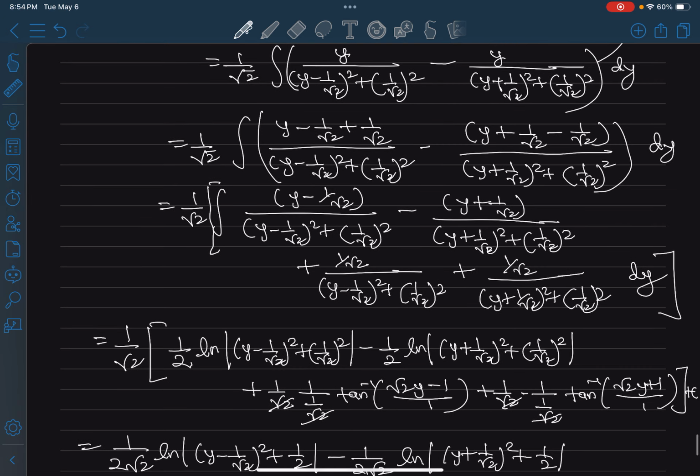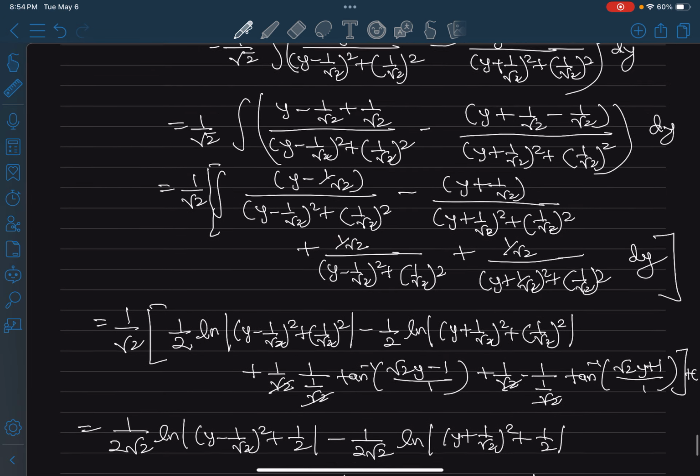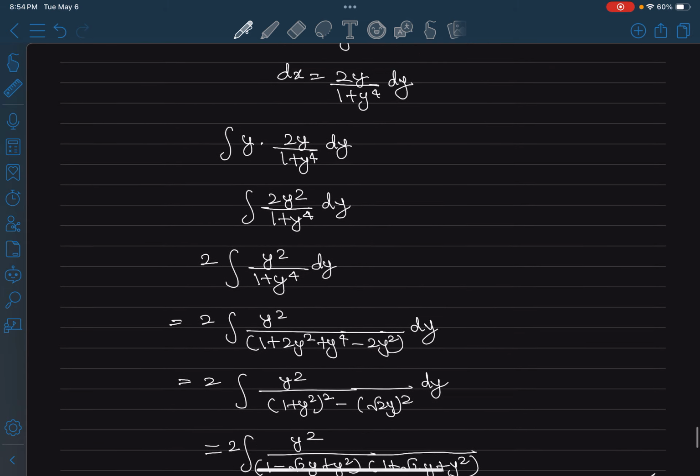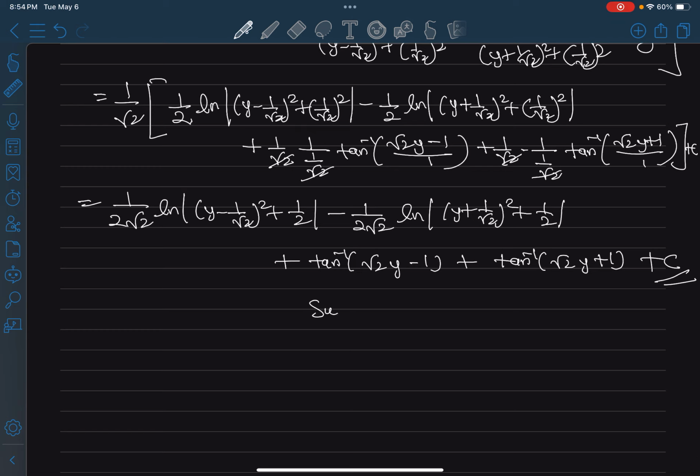That was a lot of work. Yeah. But we did it. Now we just need to substitute y as the square root of tan x, and you can do it yourself, right? Now just substitute y as the square root of tan x, and that's our answer.